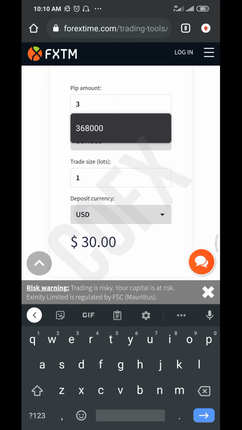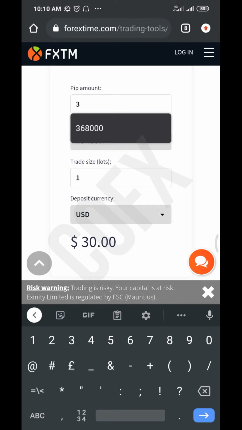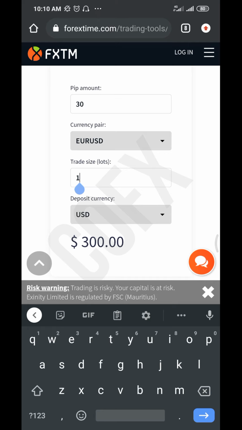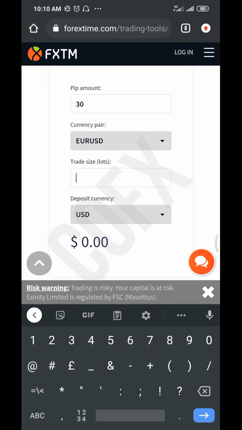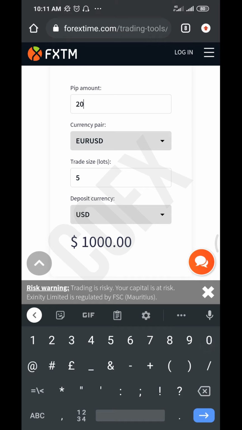If my stop loss is 100 pips, this is just to show you all we have explained, and I'm using one lot size, it means I'm risking $1,000. But if my stop loss is 30 pips and I'm using 3.3 lot size, I'm still risking around $1,000. You see, if I'm using 5 lot size and my stop loss is 20 pips, I'm still risking only $1,000.